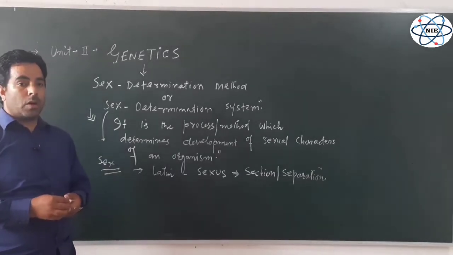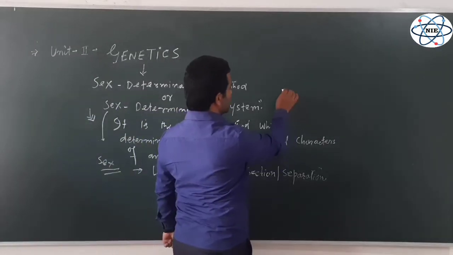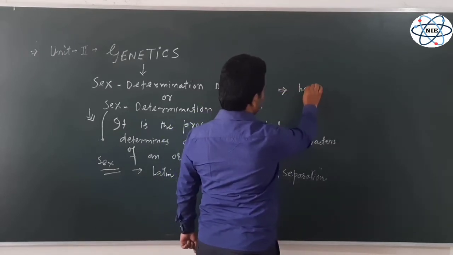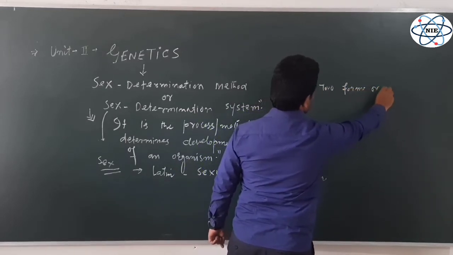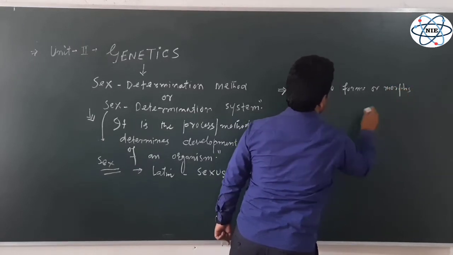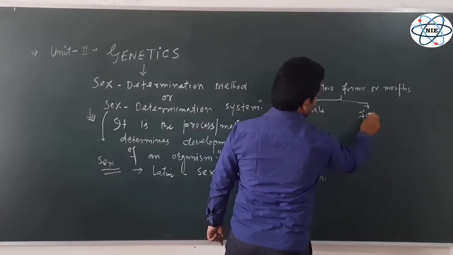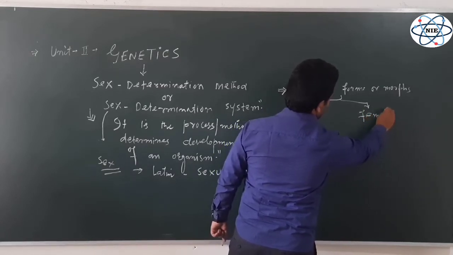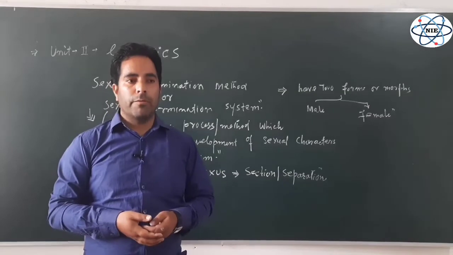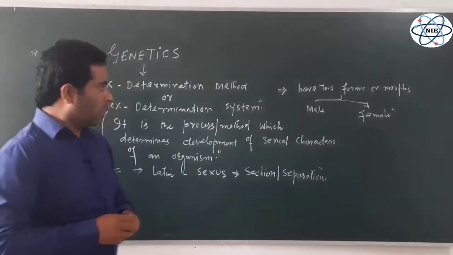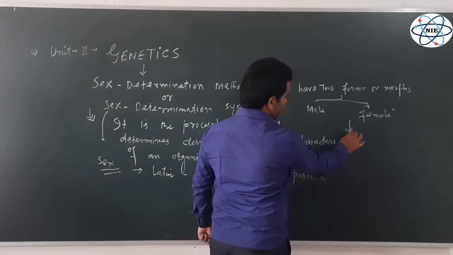That means most of the sexually reproducing organisms have two forms or morphs, right? So most of the sexually reproducing organisms that we see have two forms, or we can say morphs. One is male, another is female. So this phenomenon of having two forms, male and female, is known as sexual dimorphism.